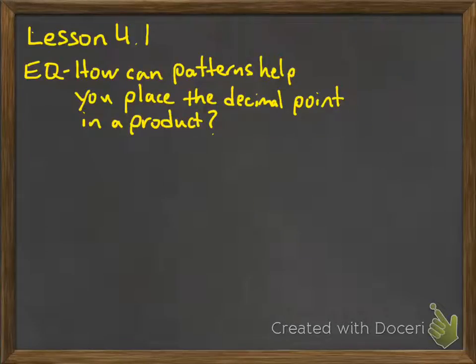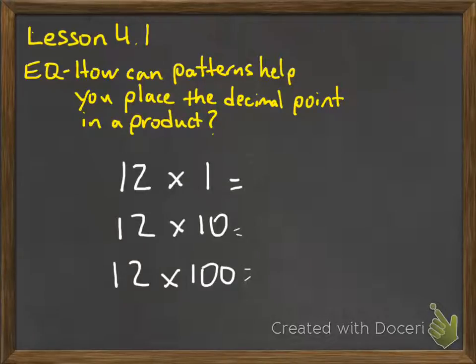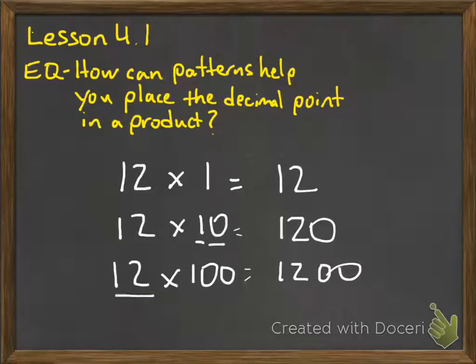Welcome to Lesson 4.1. The essential question in this lesson is how can patterns help you place the decimal point in a product? Now we've done patterns before with whole numbers. For example here, if I had this pattern that I was following, 12 times 1 I know equals 12. 12 times 10 is the same thing as 12 times 1, and then you add the 0 from the 10. And then 12 times 100 would equal 1,200. Because 12 times 1 is 12, and then the 2 zeros get added to your answer, and you get 1,200.